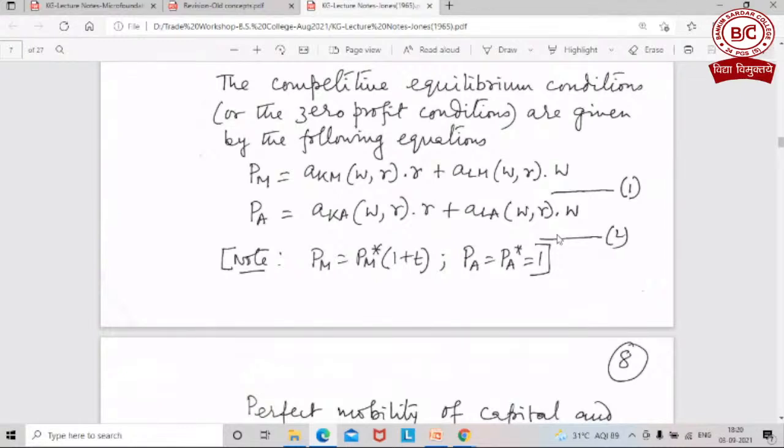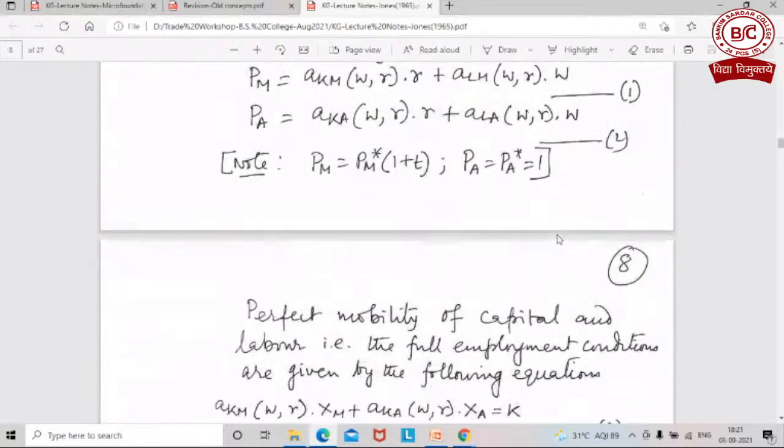Can you hear me, everybody? Yes, sir. So let me tell you, it's very simple. If PM increases, as I said, R increases and W falls. You agree, everybody? Yes, sir. So R increases and W falls means what? W by R falls, isn't it? W divided by R falls. So labor becomes cheaper, isn't it?